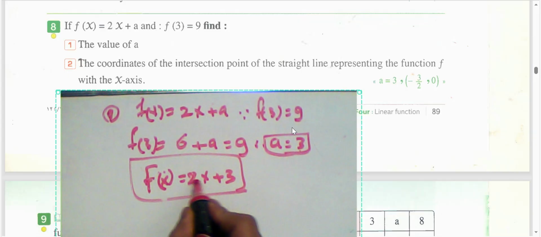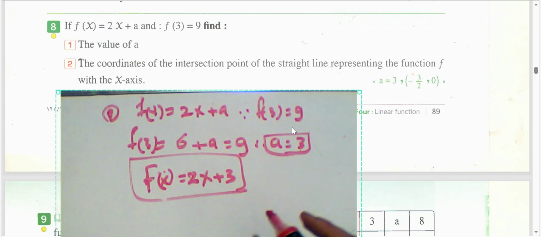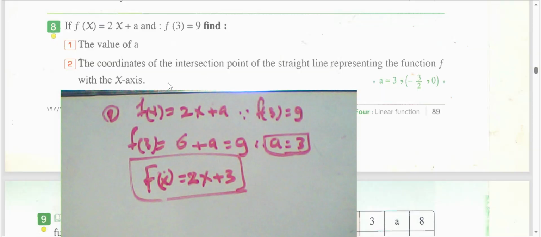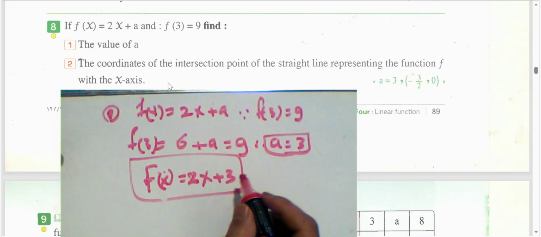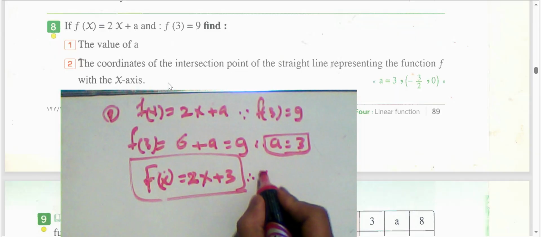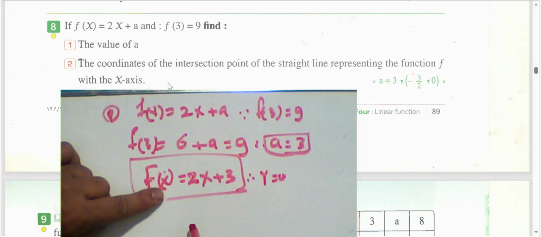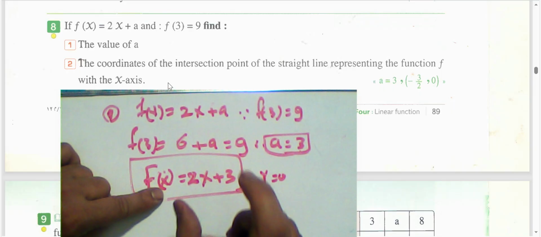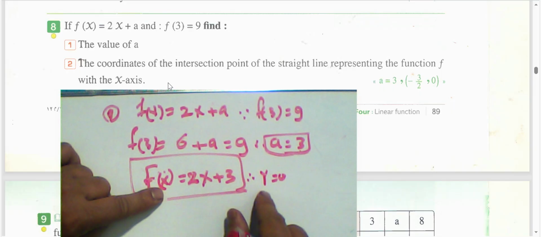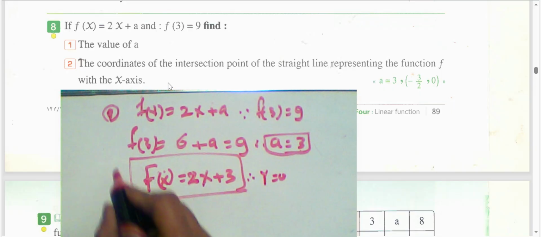F of x equal to x plus 3 is the function, okay? Then number 2, we want to find the coordinate of the point where the line function intersects the x-axis. Intersection with the x-axis means y will equal 0. Why? It means f of x, because he tells me the straight line intersects the x-axis, so the value of y equals 0. Okay, this is question number 1.